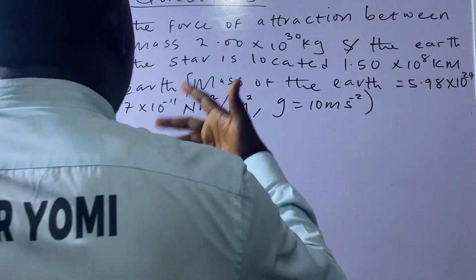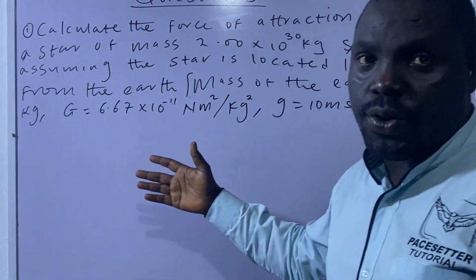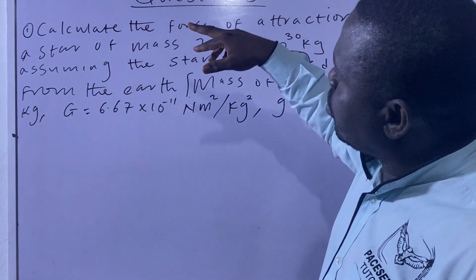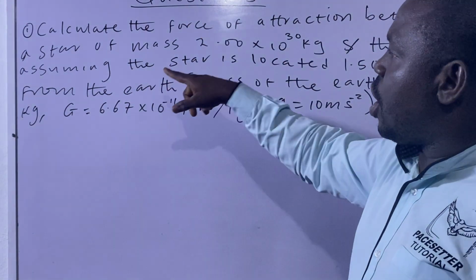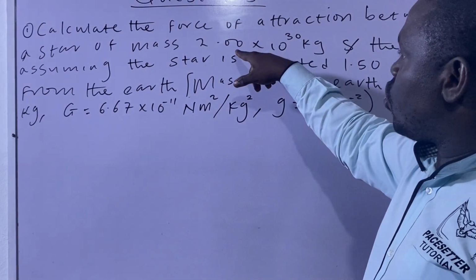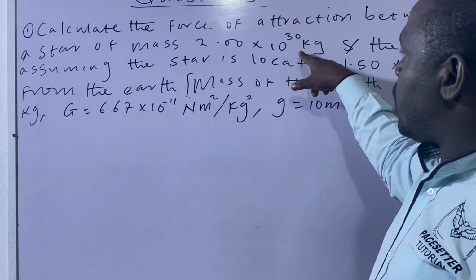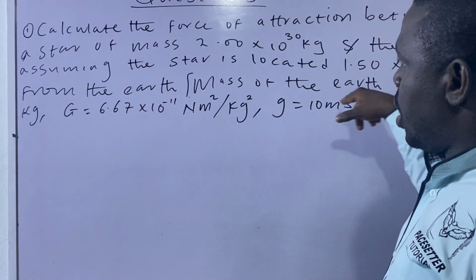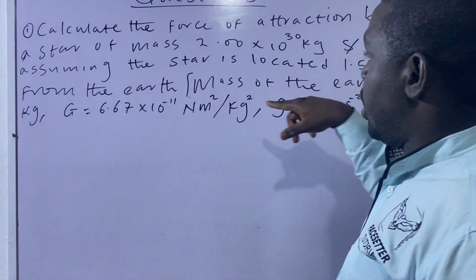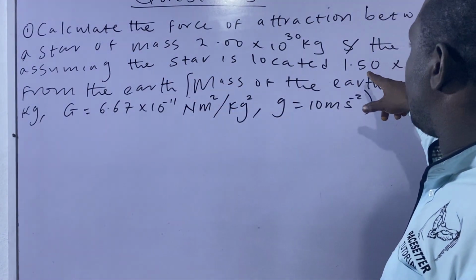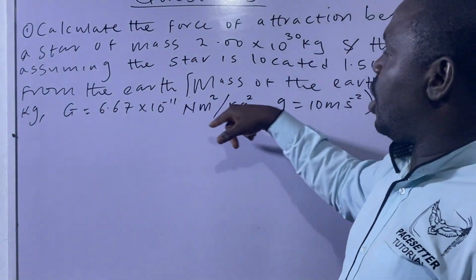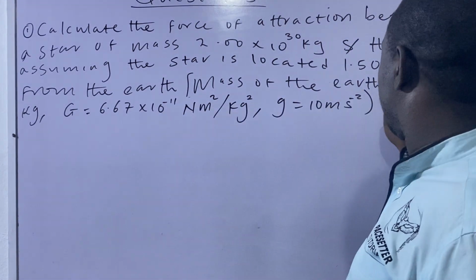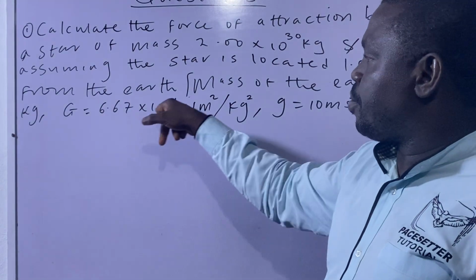Okay, so we have a question here for us. Calculate the force of attraction between a star of mass 2.00 times 10 raised to power 30 kilogram and the earth, assuming the star is located 1.50 times 10 raised to power 8 kilometer from the earth. The mass of the earth is actually here, and we have this.